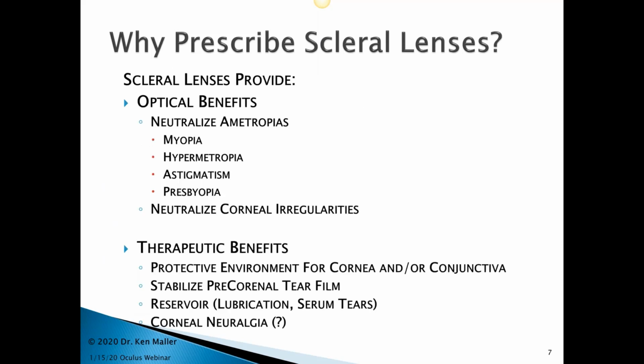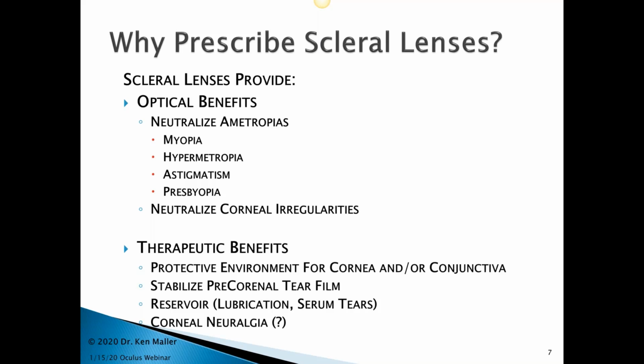So let's move on. So what are some of the benefits? Well, the optical benefits are obvious. You can neutralize ametropias, whether you have a myope, hyperope, a highly astigmatic cornea, and even the presbyopes. Some of the laboratory offerings now are offering some multifocal designs, and so you can deal with presbyopes as well. You don't have to necessarily resort to monovision with scleral lenses. And then, of course, to neutralize some of these corneal irregularities, as we talked about, the keratectasias on the previous slide.